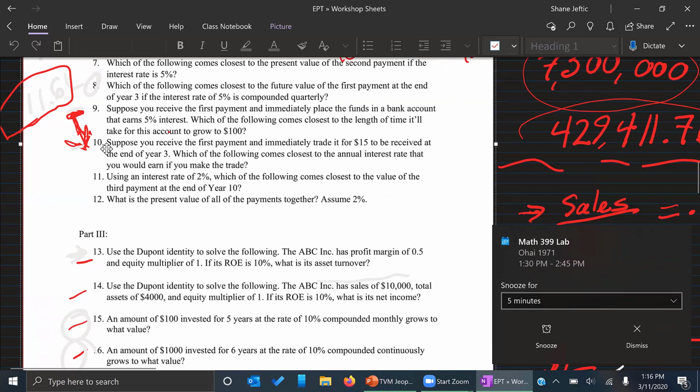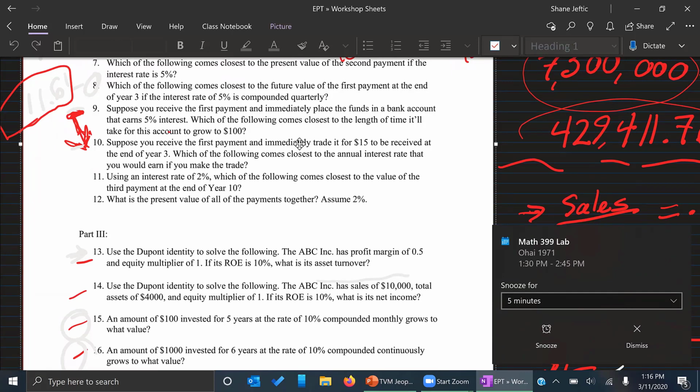For number 10, what I was trying to say is you receiving the payment is irrelevant, because what you have is $10. If you look at the beginning of this, you have $10. You're paying $10 for a $15 security that's going to mature in 3 years at 15. So you find that percentage, right? It doesn't matter that you got the $10 payment and then you traded it. It doesn't matter. You have $10.